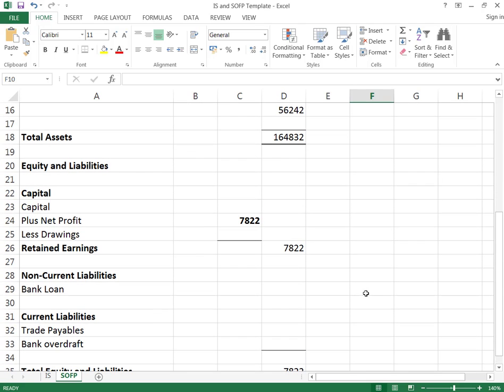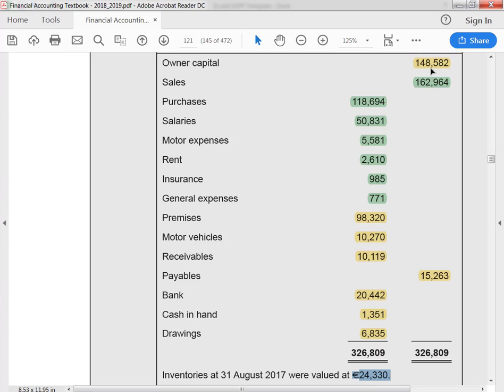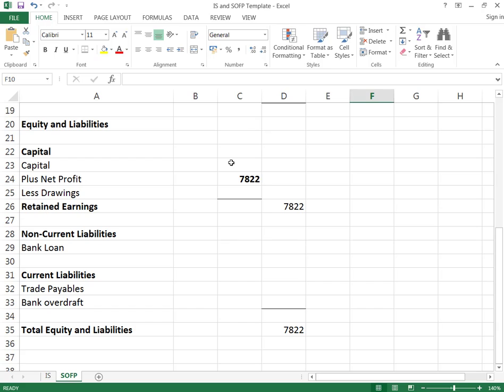Now I'm going to go to the other end of this and go to my equity and liabilities. I'm looking for a capital figure, the owner's capital. Just going back here, do you remember it was the first one we had on our list? So the owner's capital was 148582. The net profit, which we got from our income statement, was 7822, which we filled in, less the drawings. The drawings in this particular instance were 6835. I'm just going to make that a minus because of course we deduct, so it's less drawings. So far so good.